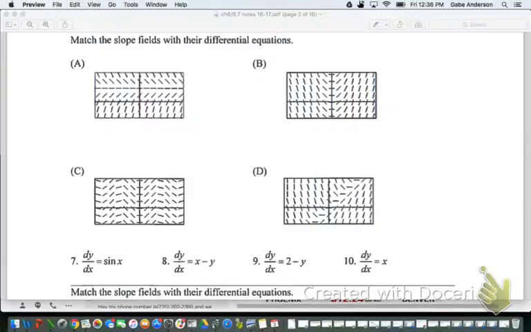There are very quick ways to decipher this. You should have it in your notes. You can look up here with me though. So it says match the slope fields with their differential equations. So 7 through 10 give you some dy dx equals whatever, and then it gives you these slope fields, trying to match those letters with those numbers with the slope fields there.